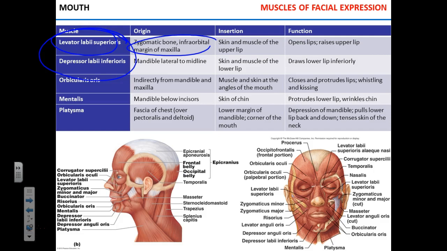Okay? Depressor labii inferioris on the dude is number 16, and it pulls the bottom lip down. So those are going to be the movements. So 16 is the depressor labii inferioris, this muscle. And 8 is levator labii superioris. Here it is, it's cut, it's not complete.